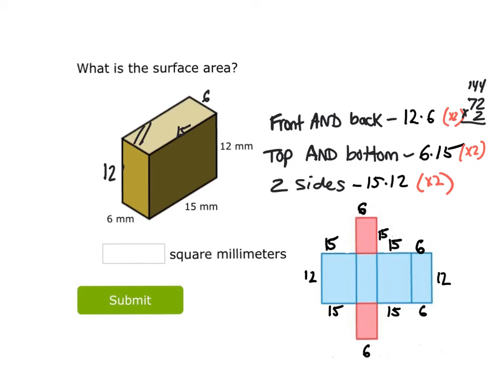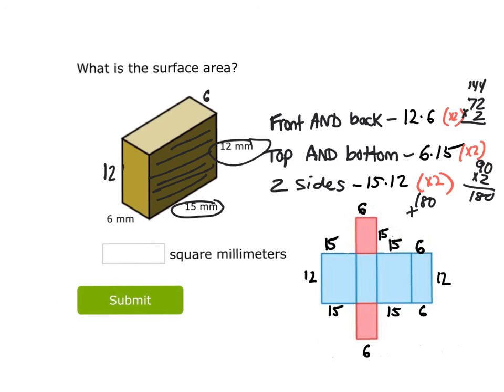Then I have the top, which is 15 times 6, and then the bottom, which is also the same dimensions. So 15 times 6 is 90, times 2 is 180. Last, I have my sides. See, I'm kind of crossing those out. The sides are 15 by 12. So I do 15 times 12, and whatever answer that is, I multiply by 2. So 180 times 2, which is 360.